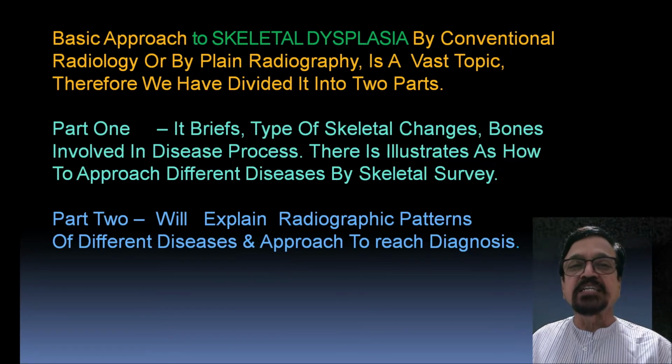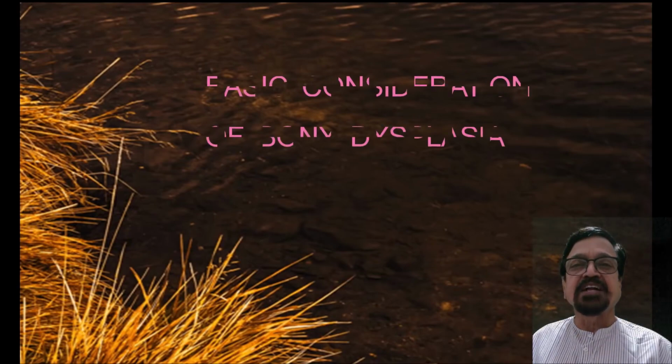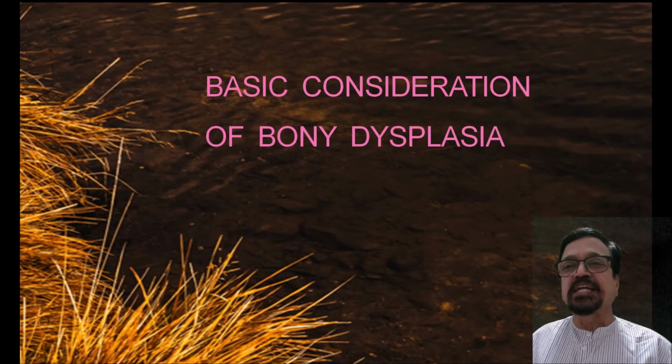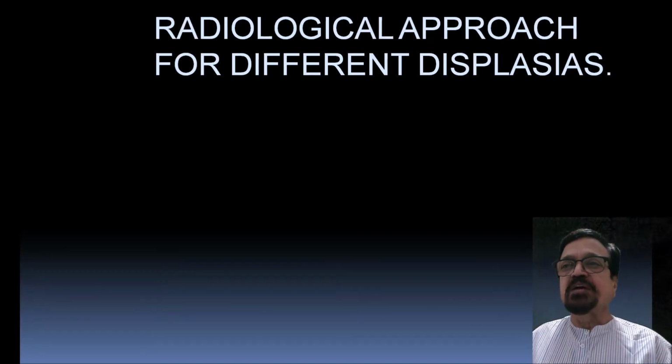Again, we are saying that all dysplasias are not covered, only those which are important and seen more frequently. Those who are interested can go into further detail and find out the rare possibilities, because the skeletal dysplasia list not only increases every day, but the patterns are described and the etiologies, the genetic basis, are every day coming in new forms. So let us have a basic consideration of skeletal dysplasia. Now, the radiological approach for different types of dysplasias is the first thing which we are going to see.